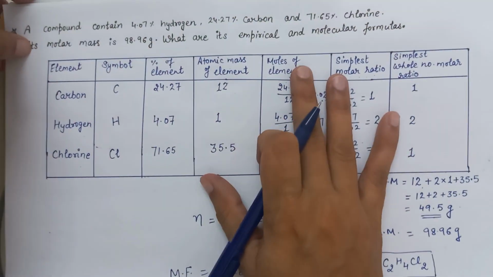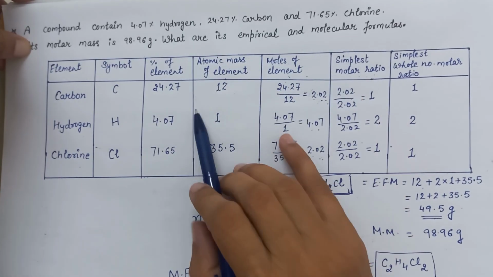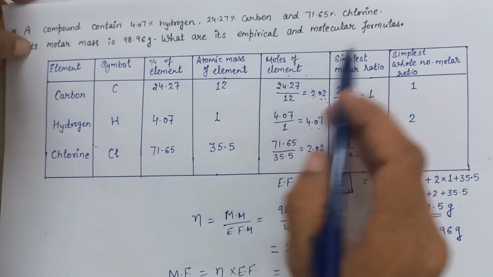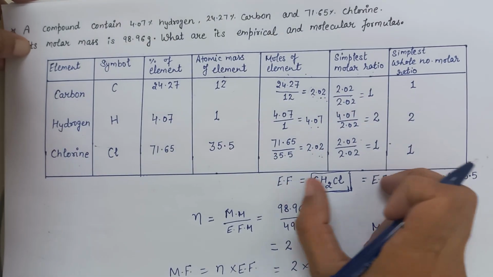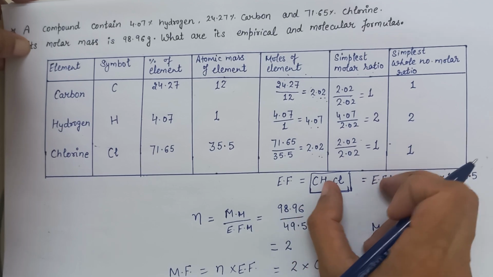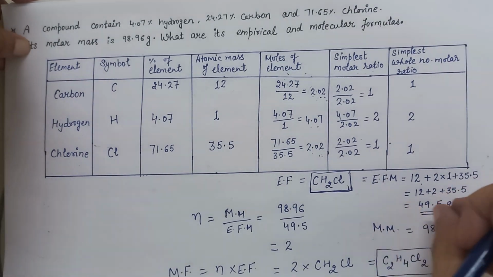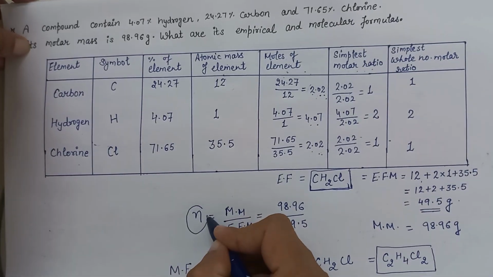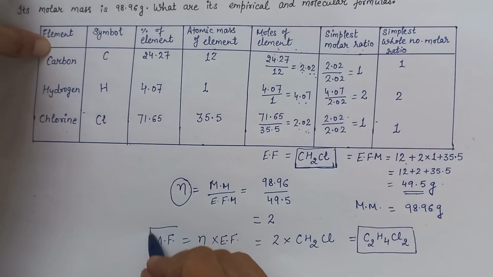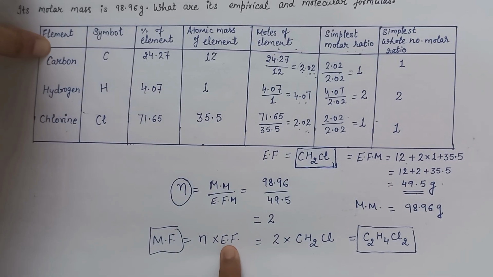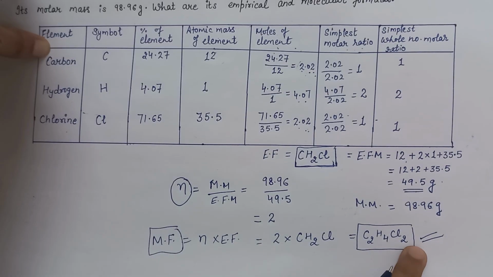So therefore in this type of numerical, first of all we have to write down what is given in the numerical, then we have to calculate the moles of the elements, and then convert these moles into the simple whole number ratio. That gives the empirical formula. From the empirical formula we can calculate the empirical formula mass, and then with the help of this empirical formula mass we can calculate the value of n, and this value of n can be used to calculate the molecular formula of the molecule by multiplying the empirical formula with this value of n. So this is the molecular formula of this molecule.